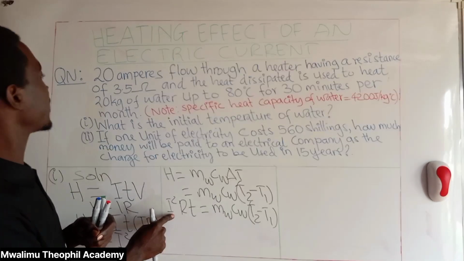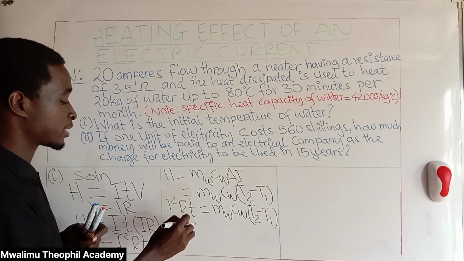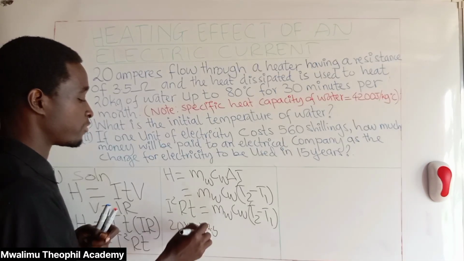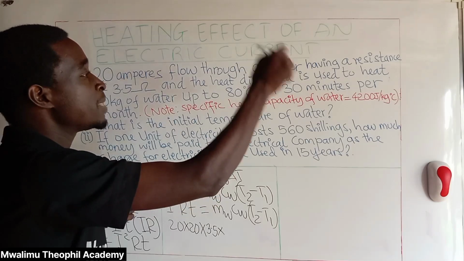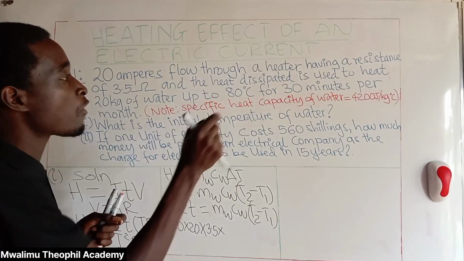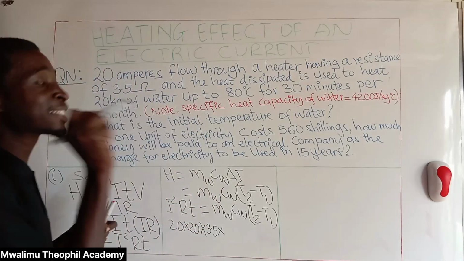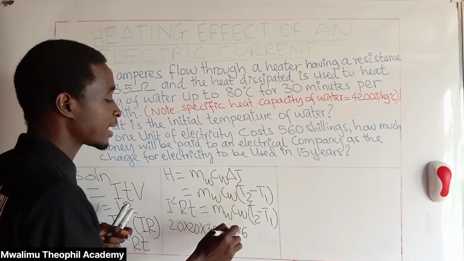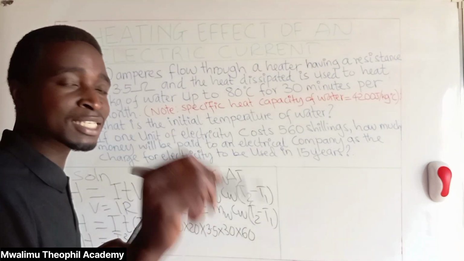The current given is 20 ampere, so it is 20 times 20 for I squared, times the resistance we are given, 3.5, times the time which we are given here, 30 minutes per month. Every month that electricity is allowed to flow for 30 minutes. So when we convert 30 minutes into seconds, it becomes 30 times 60, as 1 minute is equal to 60 seconds.